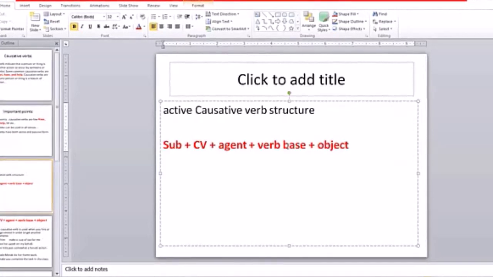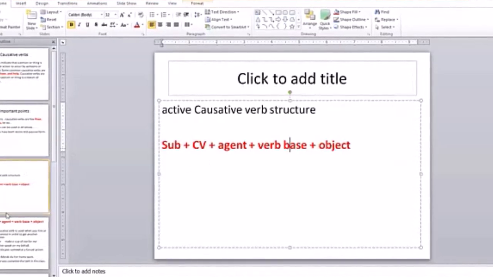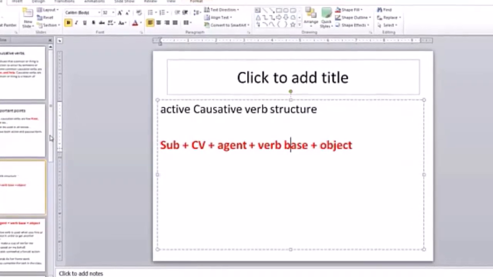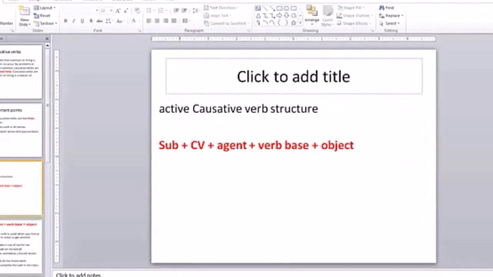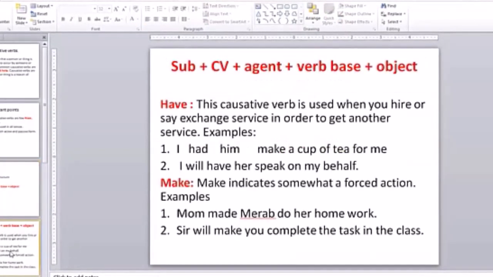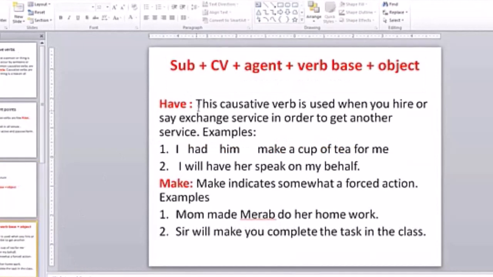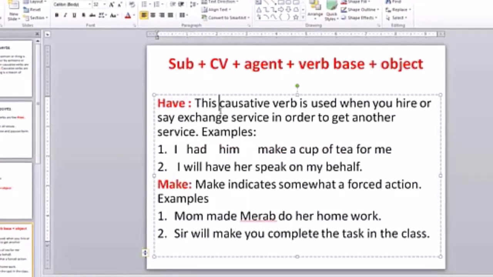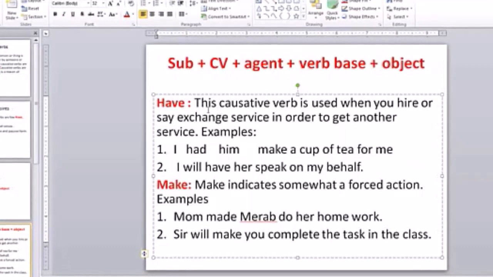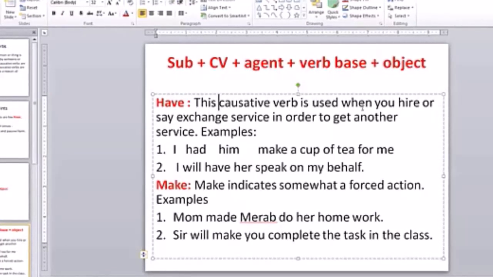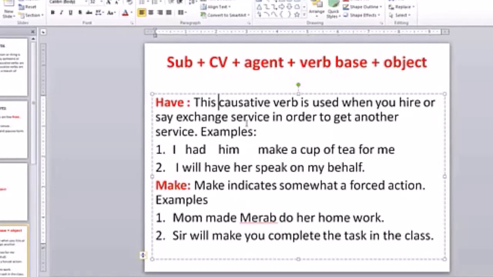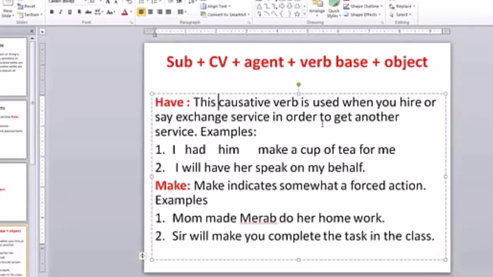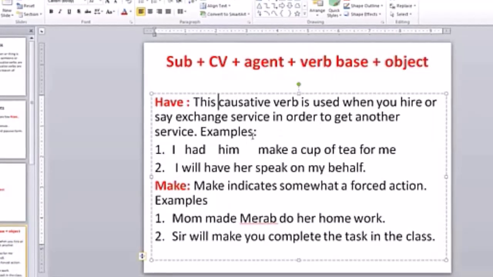Okay, now let's study a few examples to strengthen your understanding of causative verbs. First, we will study the causative verb have. We need to understand where we use this causative verb. It is used when you hire someone, or exchange a service, in order to get another service. Let's study the first example.